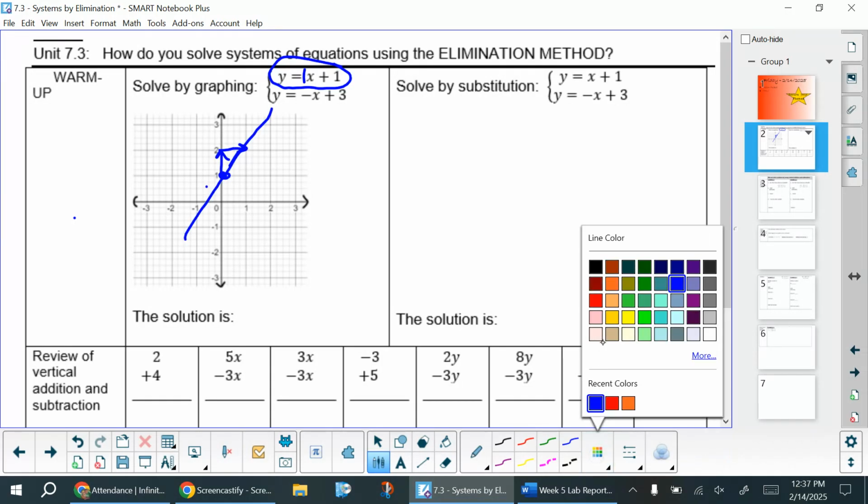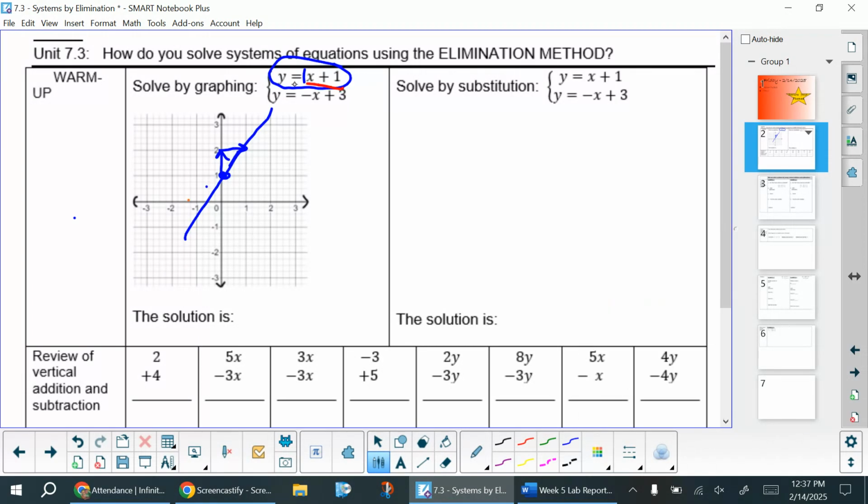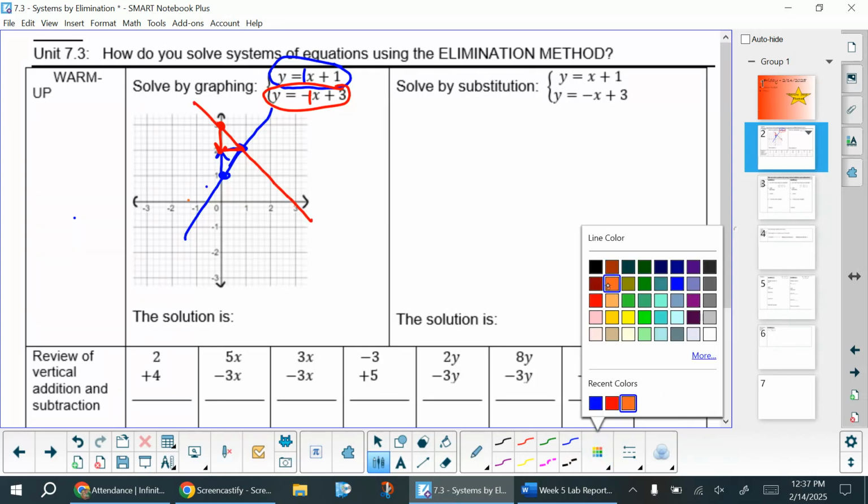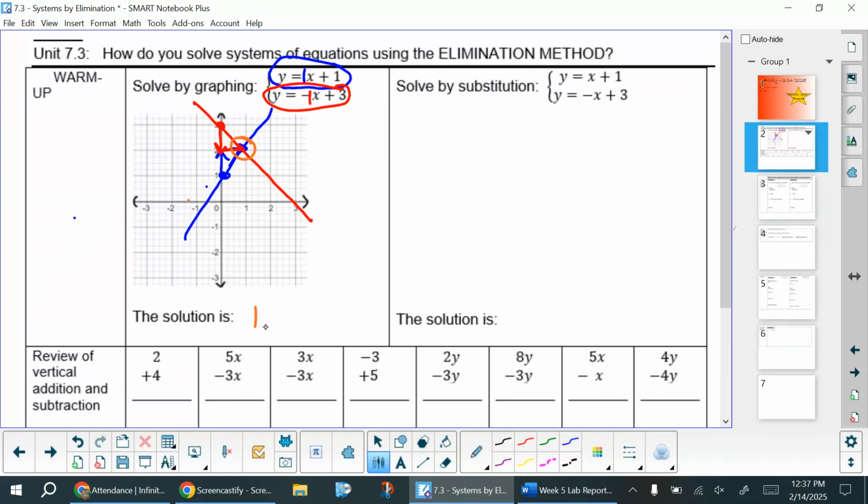And then we'll go to the second equation. And this time our y-intercept is 3. And we've got a slope of -1. So I'll go down 1 over 1 and draw that line. And then you'll see that they cross right here at 1, 2, which is our solution. So this one, fairly easy equations to solve with graphing. We can also solve this one by using substitution.